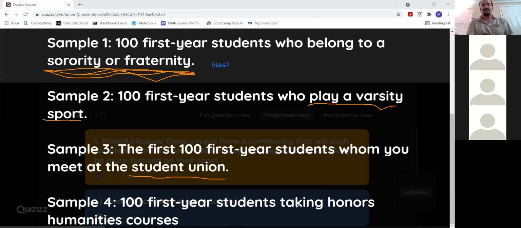100 first-year students taking honors classes. The key word there is that they're taking honors classes. So how's that going to affect them going to class? Again, they're probably on scholarship, honor scholarships. These are the people that are doing the best. These are the people that are going to be in class. They're the honor students.